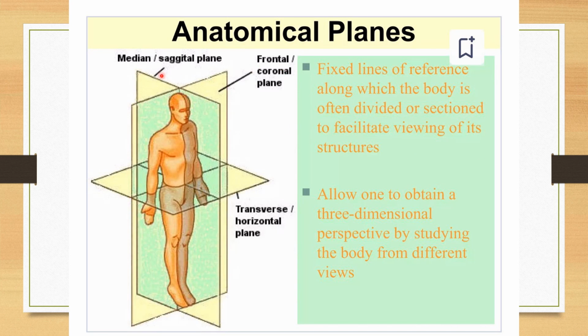There's another view here for you to appreciate. Going this way is mid-sagittal. Going this way is the frontal or the coronal. Then across is the transverse. So these are fixed lines of reference along which the body is often divided or sectioned to facilitate viewing of its structures, allowing one to obtain a three-dimensional perspective by studying the body from different views.